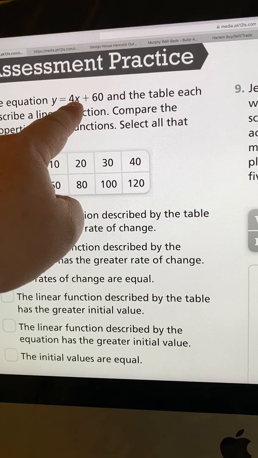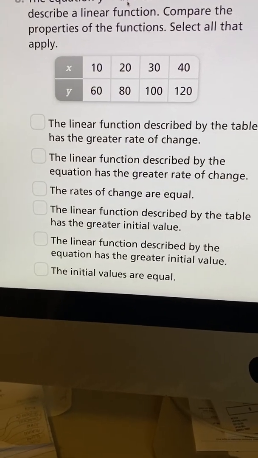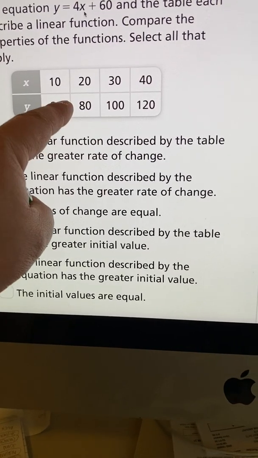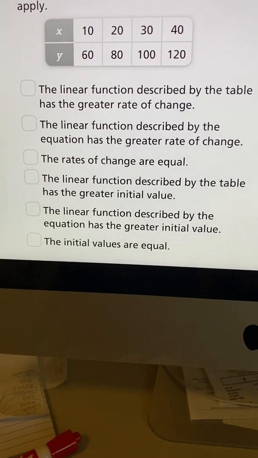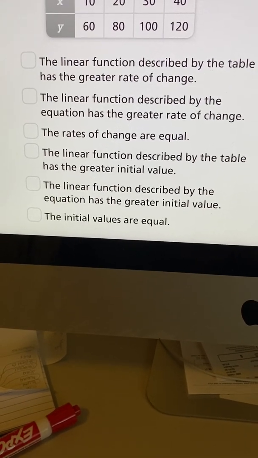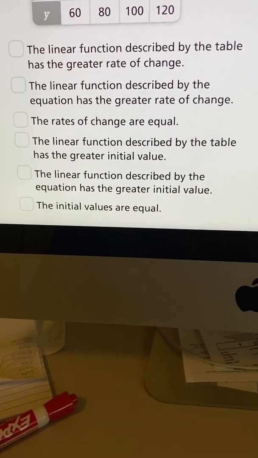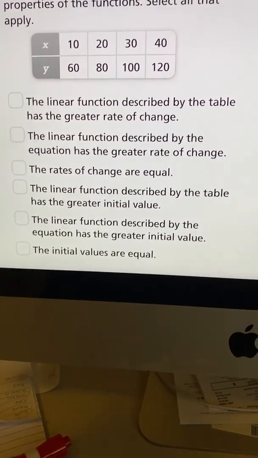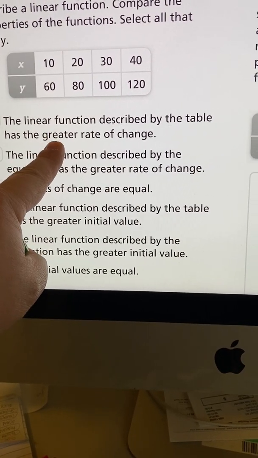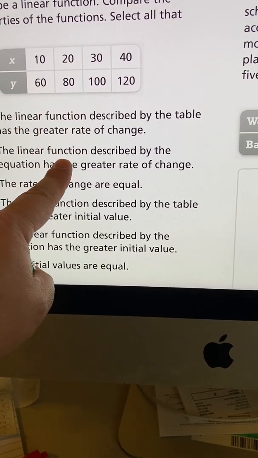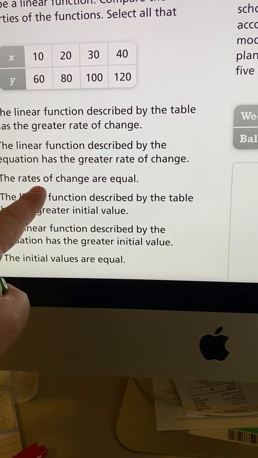My rate of change up here is 4. My rate of change down here is 2. Does the linear description in the graph and this, is that bigger than this? No. Okay, the linear function described in the equation has a greater rate of change. Oh, wait a sec. I made a mistake. Okay, this has a greater rate of change. So linear function described in the table has a greater rate of change? No. Linear function described in the equation has a greater rate of change? Yes. The rates of change are equal?